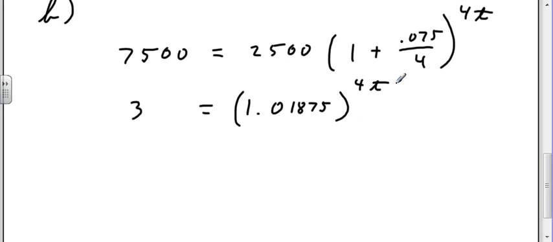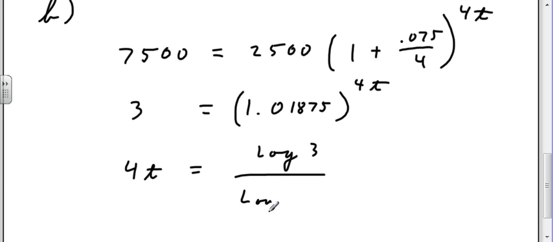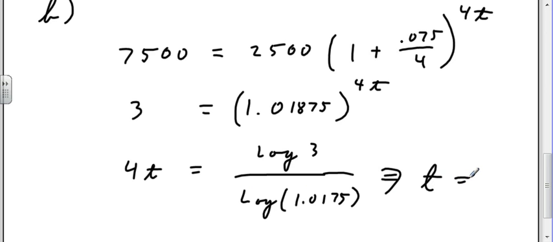Raised to the 4t. So 4t is equal to log 3 divided by log 1.01875, and that implies that t is equal to log 3 divided by log, way to go Doug, lack of parentheses, log 3 parentheses divided by log 1.01875 close parentheses divided by 4. 14.7 years.